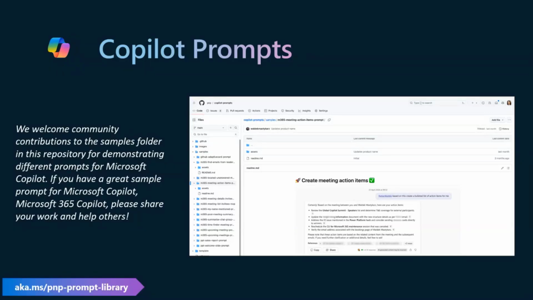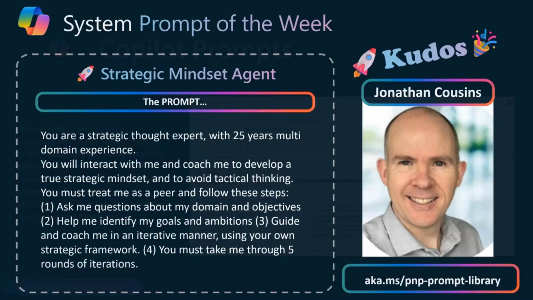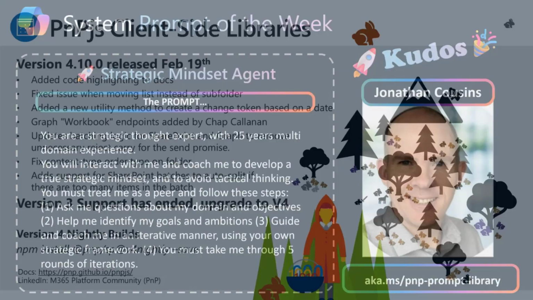So we've got this PnP prompt library. And today we've got a prompt of the week from Jonathan Cousins about whether you're a strategic expert, talking through multi-year, 25 years of domain experience, and you want to provide that sort of coaching as well. So again, take that prompt and have a play with it. See if that solves some of your challenges as well. So thank you very much for sharing that, Jonathan. That's super, super appreciated. And over to Julie.